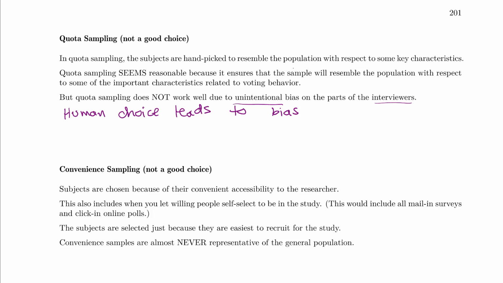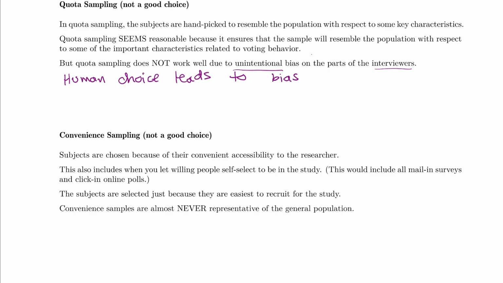Then we have convenience sampling, not a good choice either. That's when subjects are chosen because of their convenient accessibility to the researcher. This also includes letting people self-select to be in the study, like mail-in surveys and click-in online polls. Those are all people self-selecting. So the subjects are selected just because they're easiest to recruit for the study. Convenience samples are almost never representative of the entire general population.